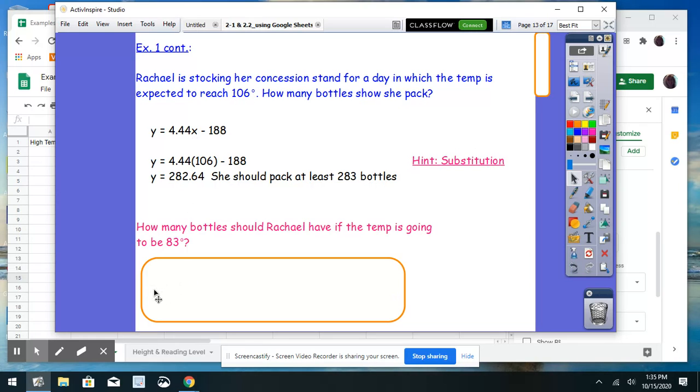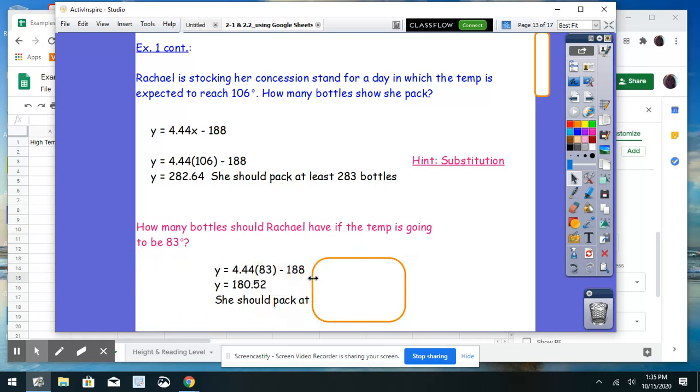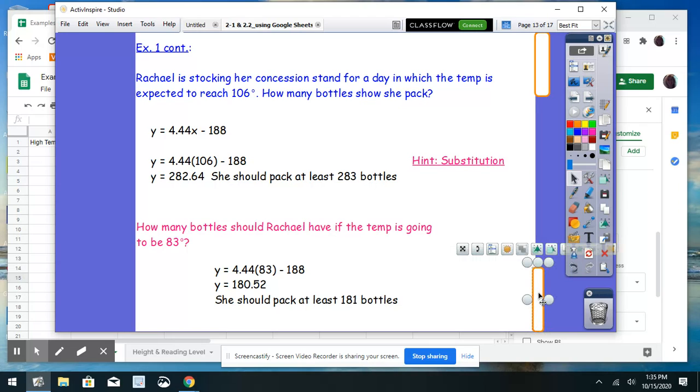Likewise, if Rachel knows that the temperature is going to be 83 degrees tomorrow, how many bottles should she take in this case? And we do the same exact thing. We're going to take 4.44 times 83 and then subtract 188. We get 180.52. So she needs to pack at least 181 bottles. Now, of course, she could take more, but this is the minimum she should probably bring with her for the day.